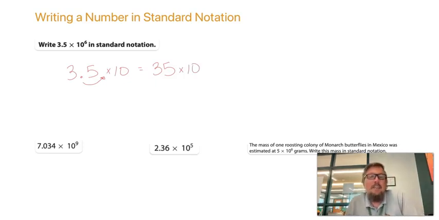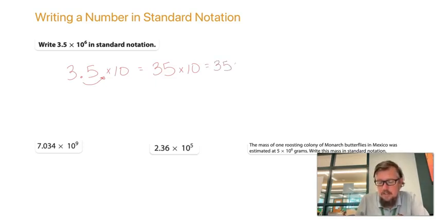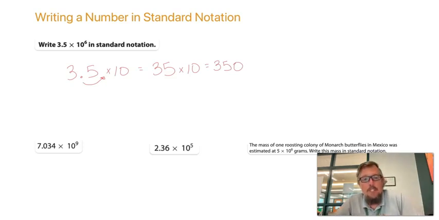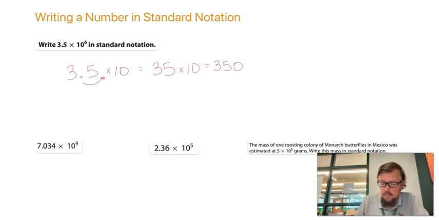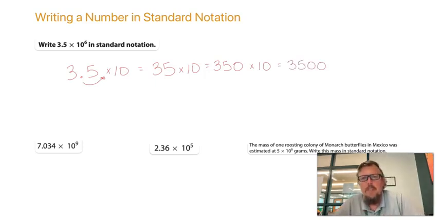So we want to multiply by 10 a second time. 350 times 10, and in fact, any number that is not a decimal multiplied by 10 has the effect of just adding a zero onto the end of the number. So 35 times 10 is just going to be 350. So now we've multiplied by 10 two times. We still need to do 6 times total for 10 to the 6th. So now let's take 350 and multiply by 10 for the third time. And of course, now we're just going to add another zero onto the end and get 3,500.